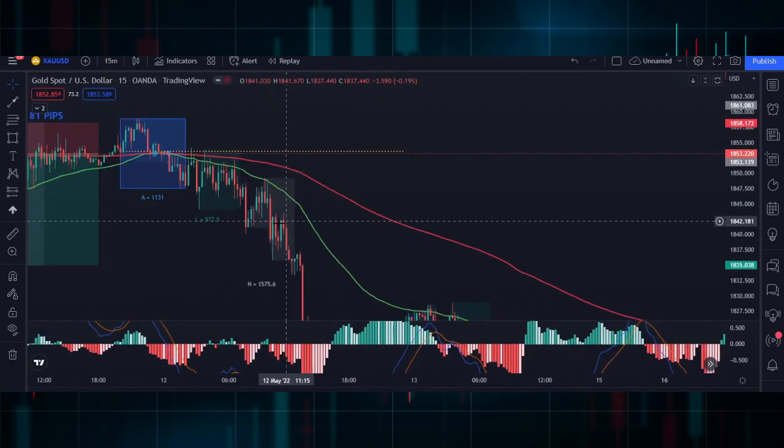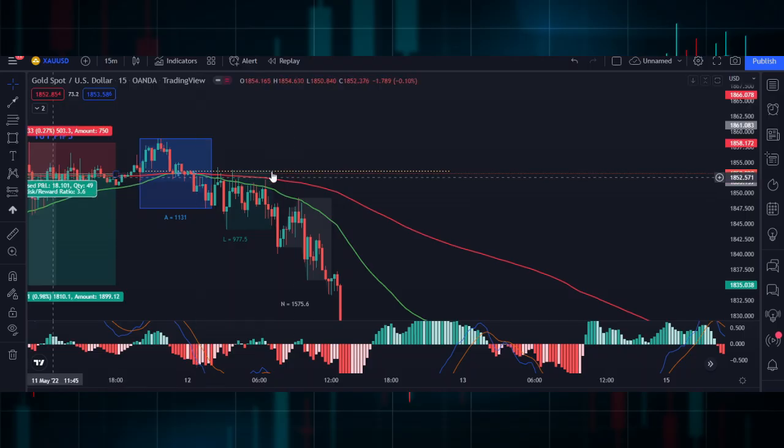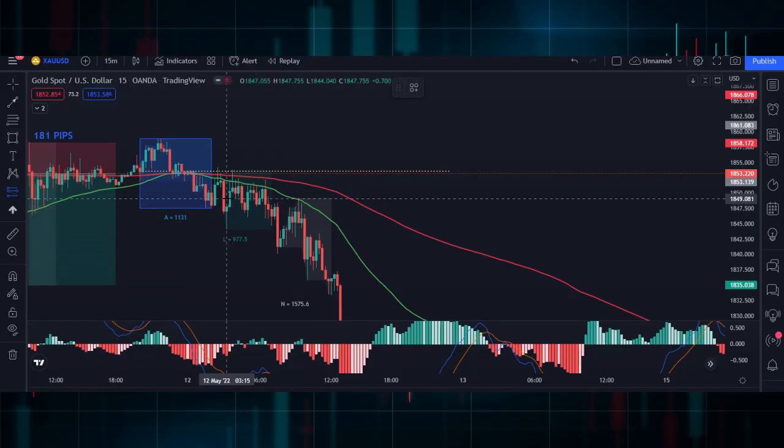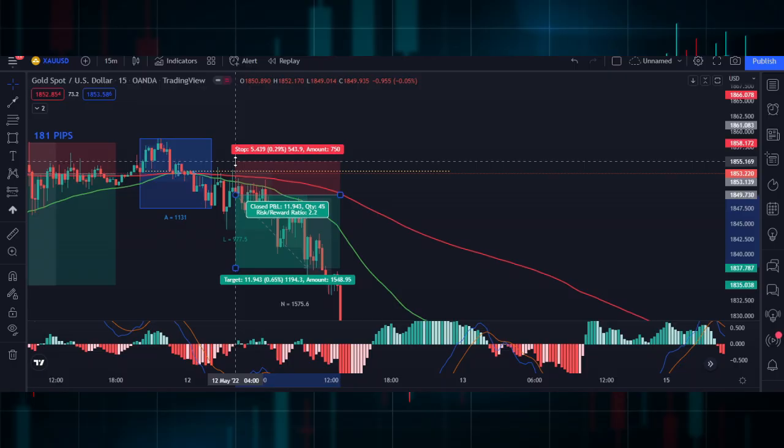Okay, so our entry would have been after the very first bearish candlestick after the bounce off the middle of the Asian box. Entry would have been right here on this bearish engulfing candlestick. Give us about a 50 pip stop loss, which is above the middle of the Asian session box, so we know it's a valid trade.